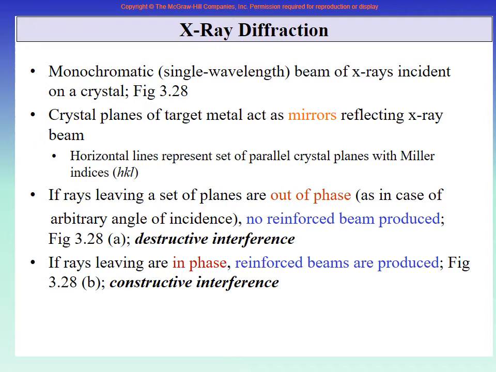We will show you that once this happens, if the light waves that are coming back are destructive in nature, it is called destructive interference, and then we don't see any light, we see a dark band. And when it is constructive interference, then a light beam is produced. So let us show you a scheme.